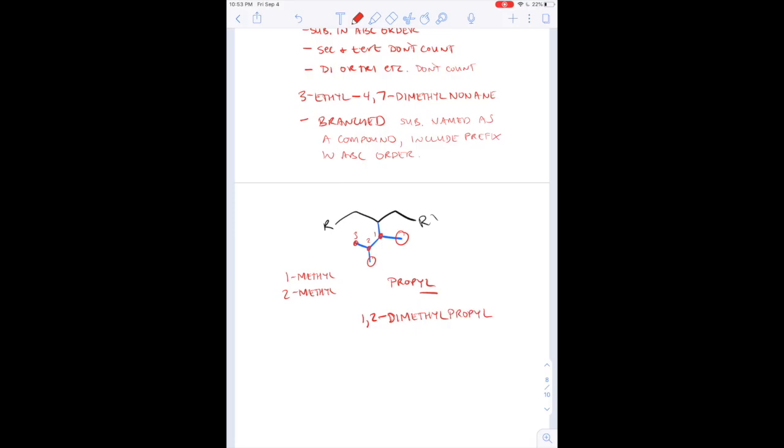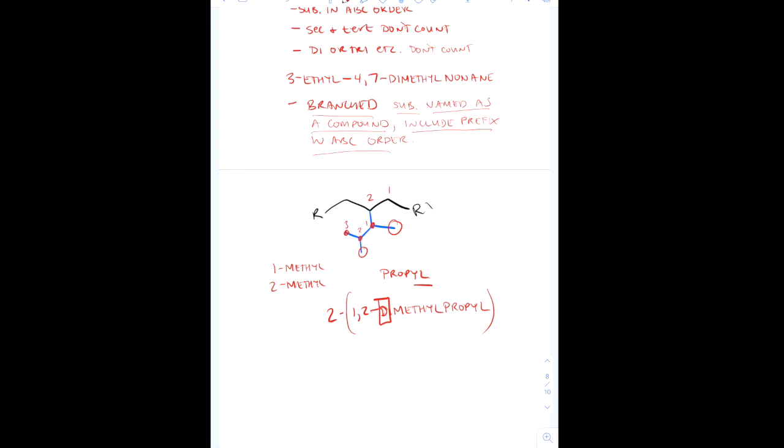Okay, and this is the name of our substituent. And if we read above, so that we branch substituent, we name it as a compound, and then we also include the prefix in ABC order. So that means now we would actually include that dimethylpropyl. Okay, and so this would be in parentheses, and that would be our substituent. So let's say this was carbon number 1 and this was carbon number 2. We would have a 2 there to represent the substituent coming off.